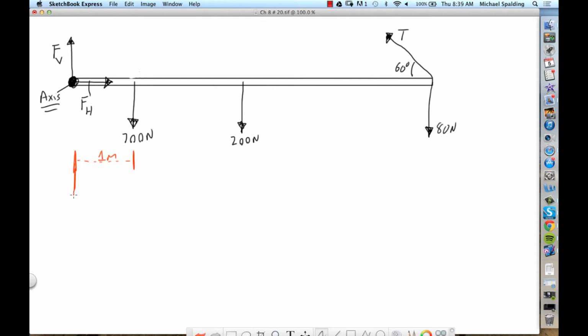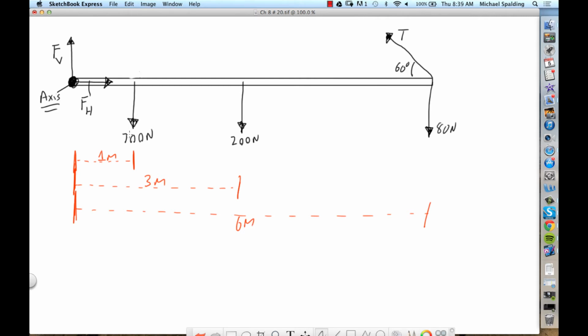Okay, distance from the axis over to the center of the beam. Well, how long was the beam? 6. So how far is it to the middle? 3. Okay, from the axis over to the end of the beam, 6. So we have our distances here.